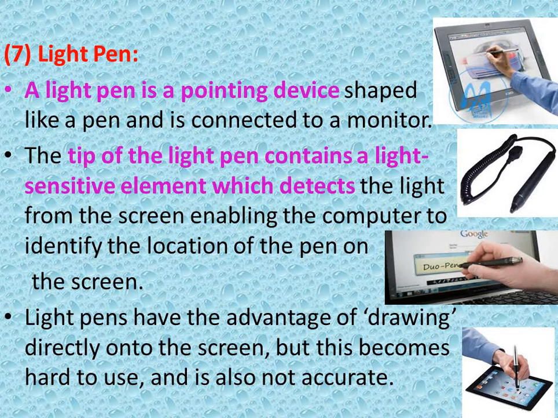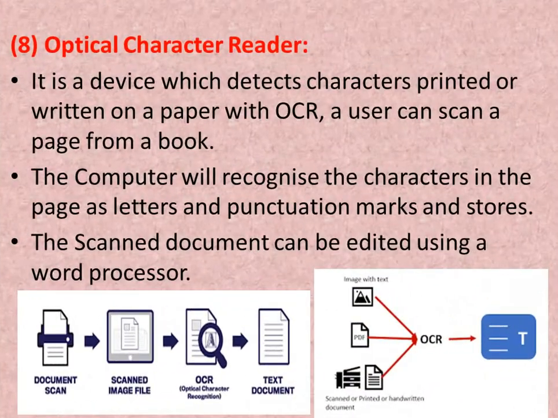The next input device is optical character reader or OCR. It is a device which detects characters printed or written on a paper. With OCR, a user can scan a page from a book. The computer will recognize the characters in the pages as letters and punctuation marks and store them. The scanned document can always be edited by using a word processor.